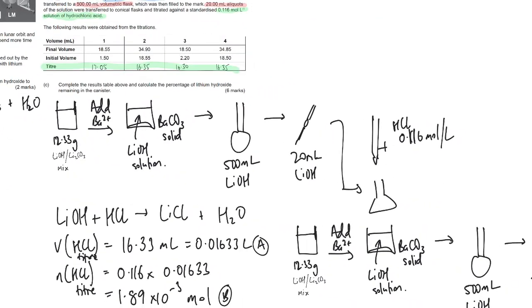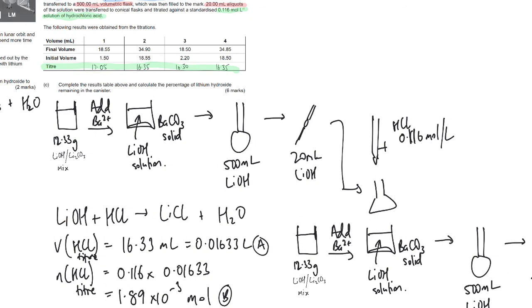So here we could again draw out what we know. We know there's a lithium hydroxide and lithium carbonate mix until we add barium nitrate, in which case we now have only a lithium hydroxide solution with the BaCO3 filtered out at some point. Then we transfer it to a 500 ml volumetric flask, of which we take 20 ml aliquots, put them into the conical flask, and react with HCl. First reaction: lithium hydroxide and HCl making lithium chloride and H2O, so nice and easy.